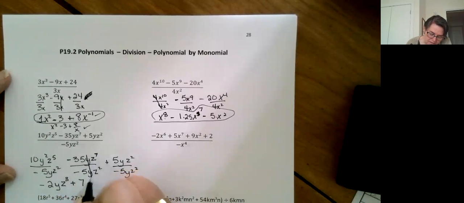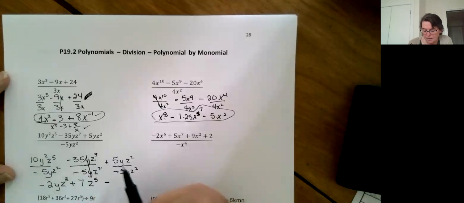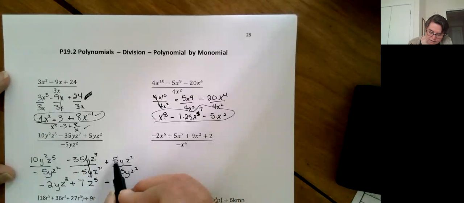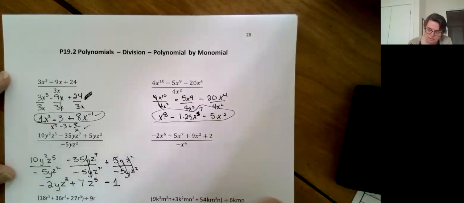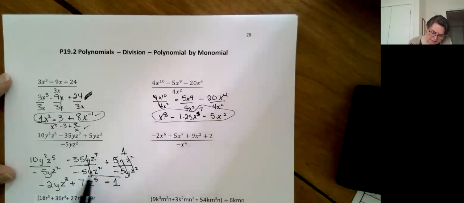My y's are going to cancel. We get z to the 5. 7 minus 2 is 5. A negative divided by a negative, whoopsies, positive divided by a negative, negative, and 5 divided by, oh, look at that. All right, it's one of those tricky questions where this cancels, this cancels, this cancels, but it all cancels out to 1. And yes, in this case, you definitely do need that 1 at the end.